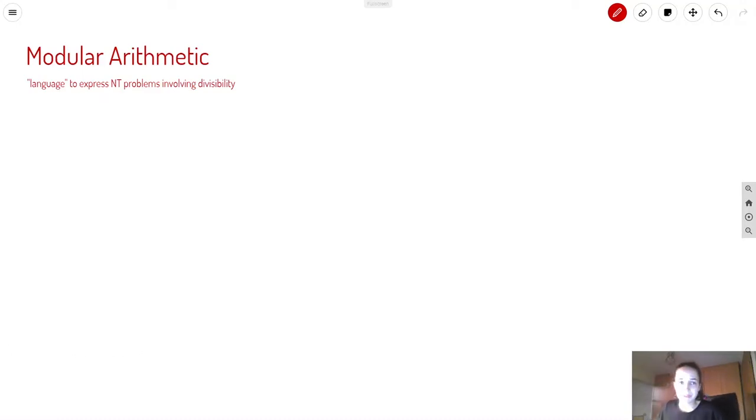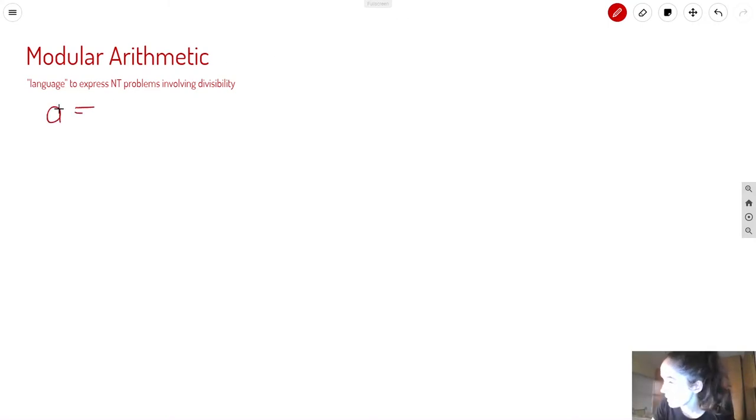Hi everyone, today we're going to be doing modular arithmetic, which is something we can use to solve number theory problems, and is something I quite like to use in my number theory proofs. Okay, so what is modular arithmetic? Modular arithmetic is a language to express number theory problems involving divisibility. Okay, so notation is as follows.